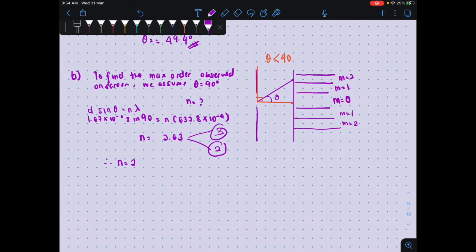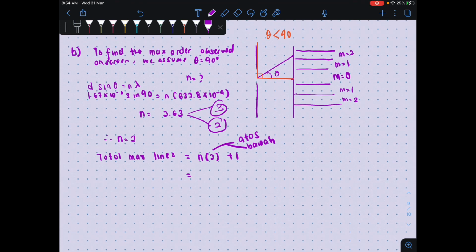So the total maximum lines here is equals to the number of order darab dengan 2 and darab dengan 2 tambah dengan 1. Kenapa darab dengan 2? Sebab atas dan juga bawah. Okay, it's a reflection. You are going to have the same number of order atas dengan bawah. Kalau bawah ada 1 order, atas pun kena ada 1. Atas ada 3 order, bawah pun kena ada 3. So what is going to happen is you got your number of order as 2 multiply with 2 and then you're going to plus 1.